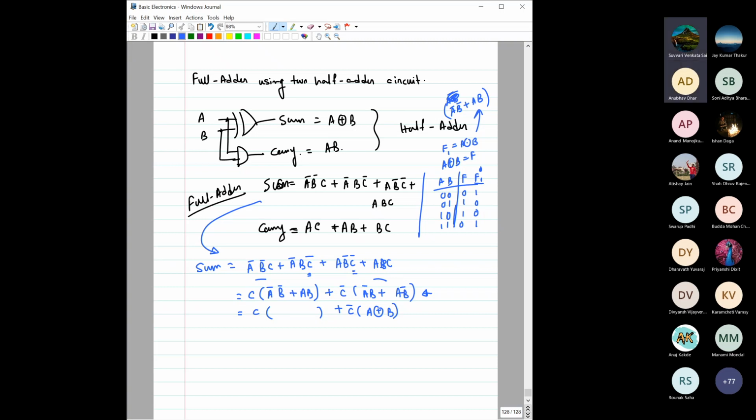So this one is this XOR, right? So this XOR can be written as, right? Now you consider it like this, that A XOR B, this as say X. So it becomes C X bar plus C bar X, right? So this is again XOR.